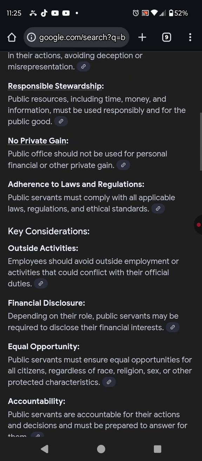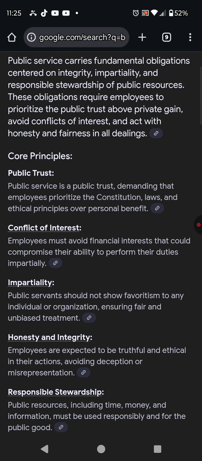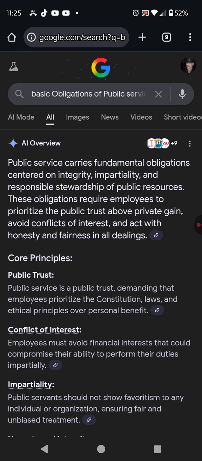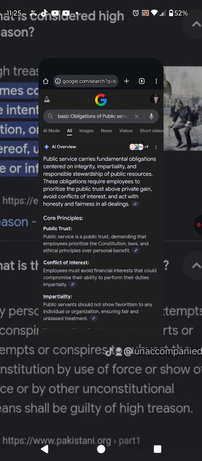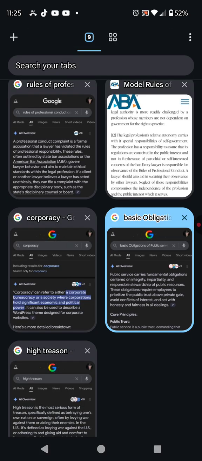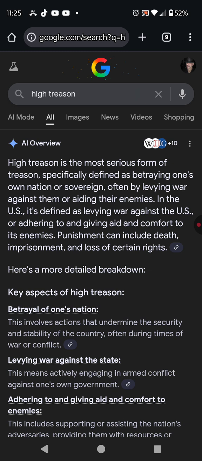Remember, if someone is violating these, you can file a complaint. Just search for basic obligations of public service complaint form. It's also on ethics, so you can file an ethics violation. That's also violating the oath. And all of them carry penalties: fines, removal from public service, and incarceration. Okay, and just, oh, sorry, wrong one. This one here, I forgot to mention.